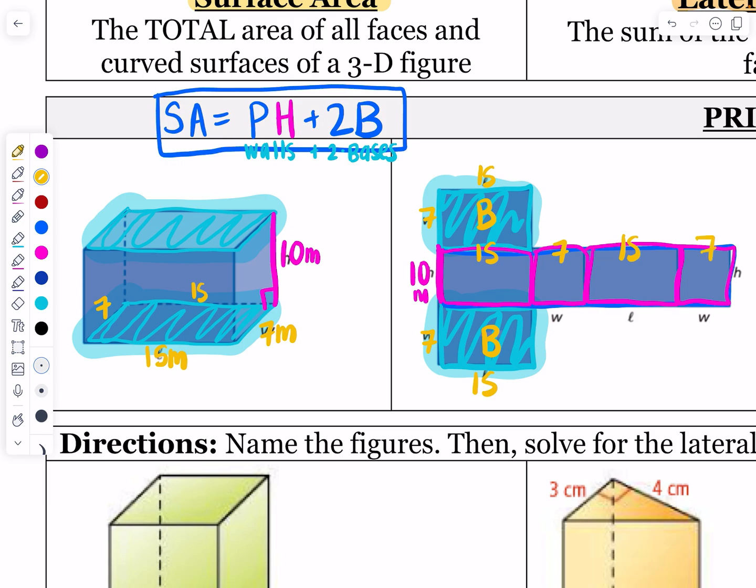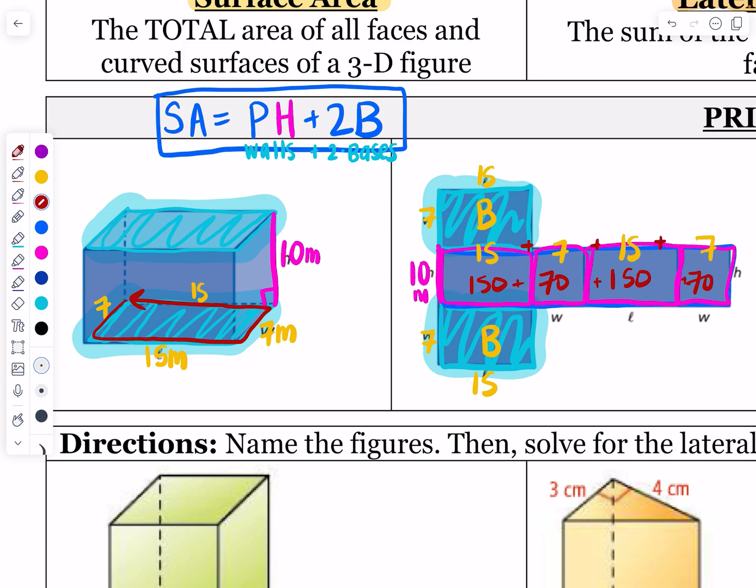And so when you find the area of those walls, you could just do each individual piece. So like 15 times 10 is 150. 7 times 10 is 70. 15 times 10 is 150 again. And then 7 times 10 is 70. And you could add up all those pieces, 150 plus 70 plus 150 plus 70. But you could also go ahead and find the perimeter. So when you find the perimeter, that's the perimeter, and I have that amount stacked all the way up to form those lateral walls. So 150 plus 70 plus 150 plus 70. Let's go ahead and do that.